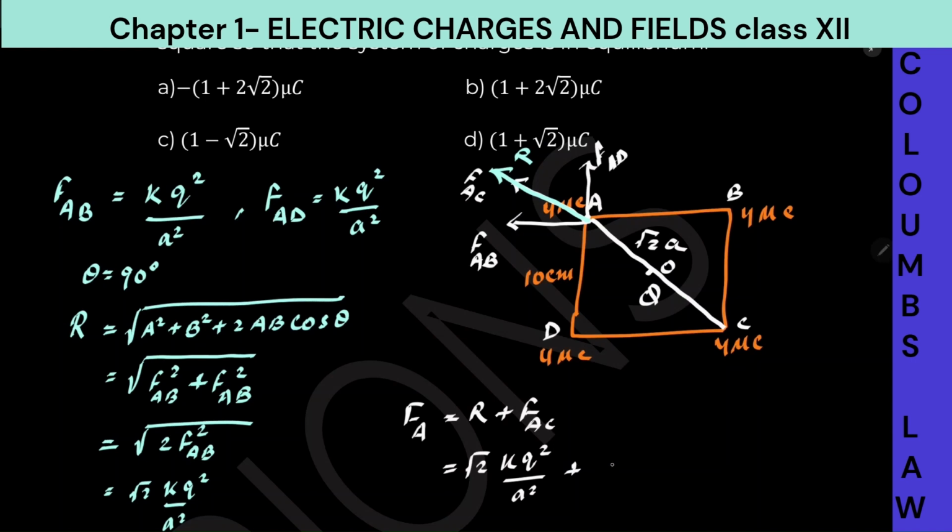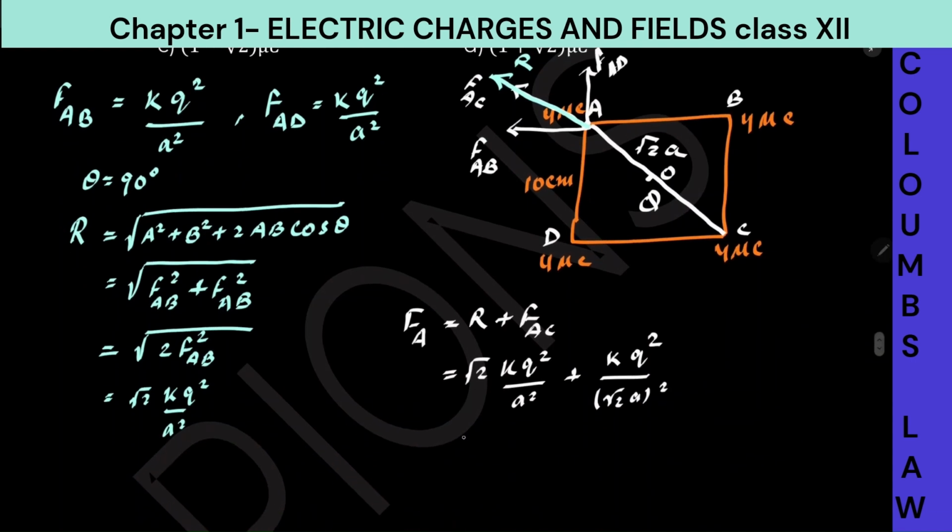So this will be the force FAC equals K, charge on A Q, charge on C also Q, upon separation root 2A whole square. Let's take common here. Let me just scroll down and take common here. So this will be KQ square by A square, and here you are left with root 2 plus 1 by 2. Correct? This is the net force acting on A.